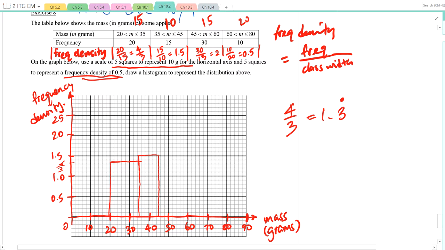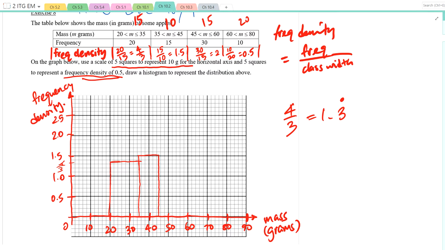You see that the second rectangle is thinner because the class width is smaller. But does that mean the frequency is higher? No. How do we tell the frequency from a frequency density graph? Area. We look at the area, okay? So I think it's quite clear that the first area is bigger than the second area.